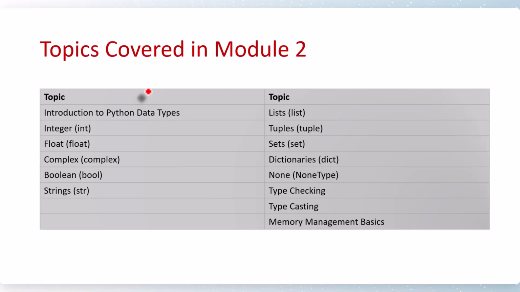We have seen the basic concepts of Python programming in module 1. In module 2, I am going to explain the different types of data types in Python programming language, which includes integer, float, complex, Boolean, strings, and lists, tuples, set, dictionary, none. Apart from that, we will also discuss type checking, then typecasting, and some of the memory management basics.